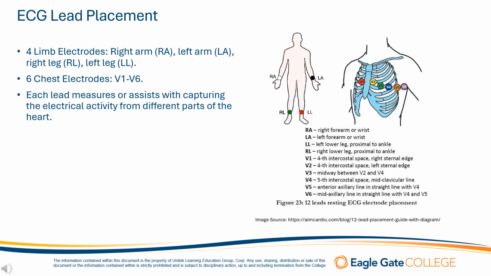V4 is at the 5th intercostal space, mid-clavicular line, and this measures electrical activity from the anterior part of the heart, specifically the left ventricle. V5 is level with V4, but it's at the anterior axillary line. This measures electrical activity from the lateral wall of the left ventricle. And V6 is level with V4, but at the mid-axillary line. And this measures electrical activity from the lateral wall of the left ventricle.